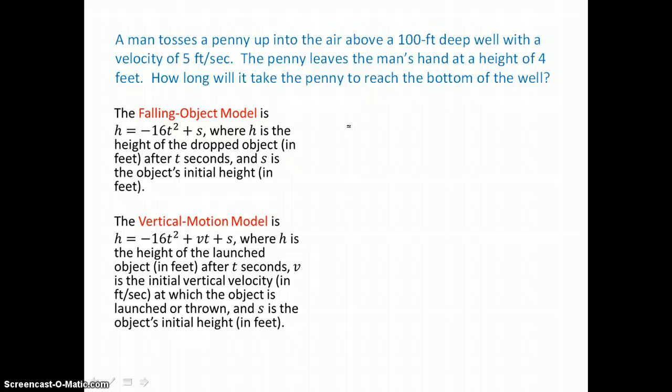So we want to write this equation. We want to know how long it will take the penny to reach the bottom of the well. So that height that we're talking about when this penny stops is going to be negative 100. It's at the bottom of the well. We're going to solve for t, for time. We're looking for how long it takes that penny to reach the bottom of the well. The initial vertical velocity is 5 feet per second, so we'll put that in for v. We're going to solve for t again, and in for s, the initial height is 4. It left the man's hand at a height of 4 feet.